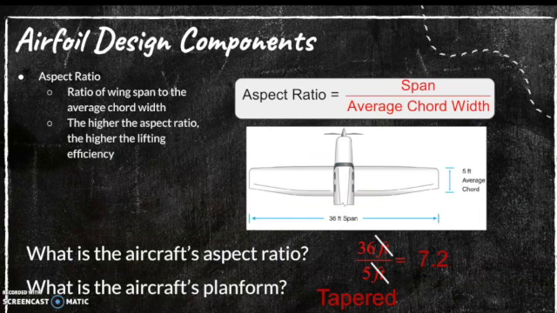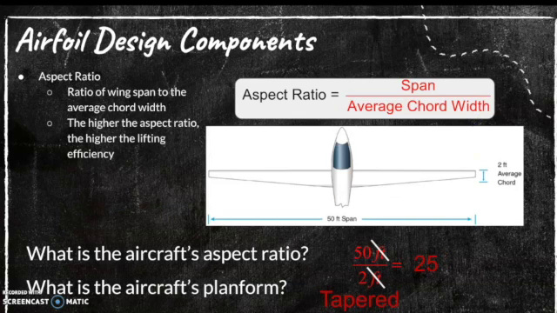Now let's talk about aspect ratio. Aspect ratio is the ratio of wingspan to the average chord width. The higher our aspect ratio is, the higher the lifting efficiency we have in the wing. We can calculate aspect ratio by putting the span over the average chord width. In our example here, we have a 36-foot span and a 5-foot average chord width. If we divide 36 by 5, we are left with 7.2. And if we look at the planform of this aircraft, it is a tapered aircraft.